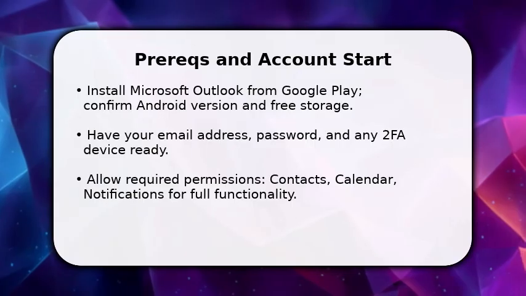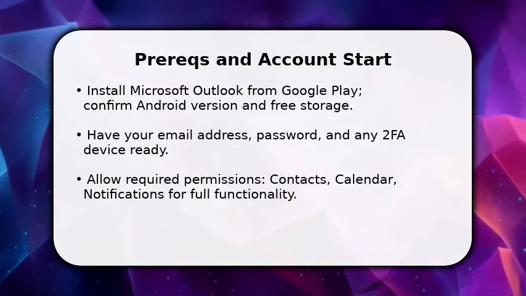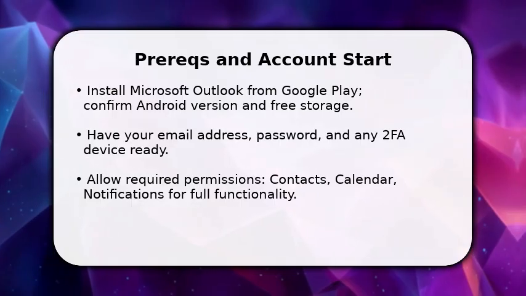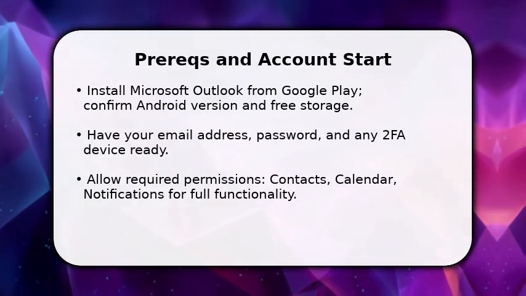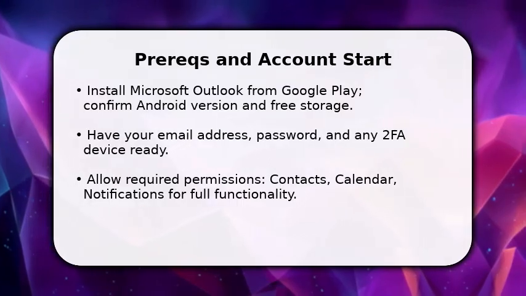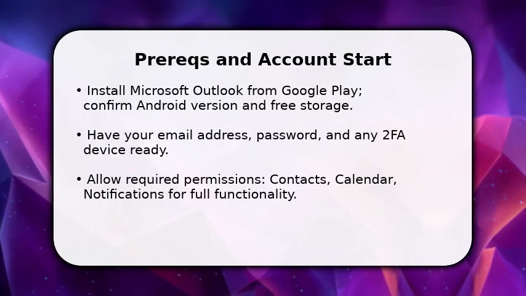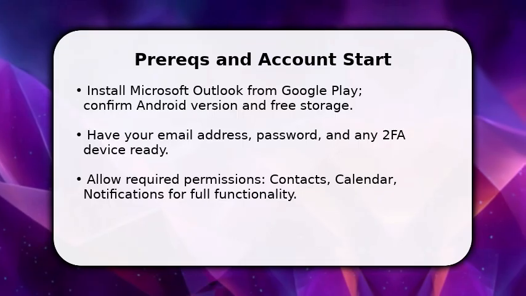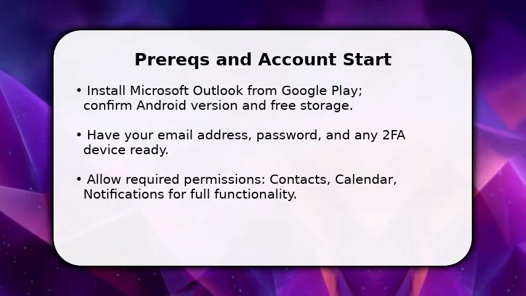You'll start by preparing your phone and credentials so setup goes smoothly. Open Google Play, install Outlook, and make sure Android is updated. This prevents sync errors. Next, gather the email address, password, and any two-factor device or app because you'll need them during sign-in. Tap Open, then allow permissions for contacts and calendar so Outlook can integrate.